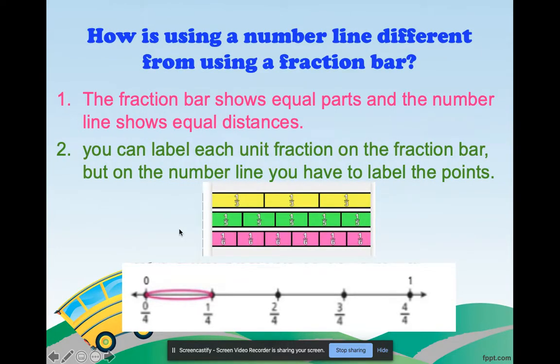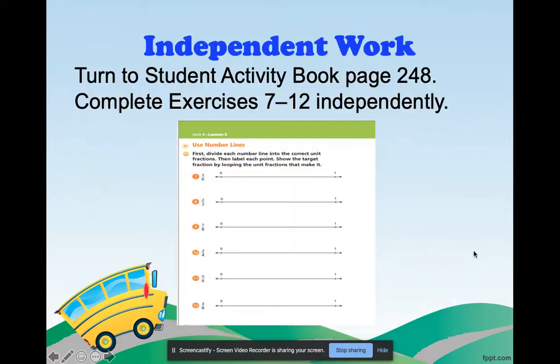How is using a number line different from using a fraction bar? Well, a fraction bar shows equal parts, and the number line shows equal distances. You can label each unit fraction on the fraction bar, but on the number line, you have to label the points, like point 1/4, point 2/4, and so on.